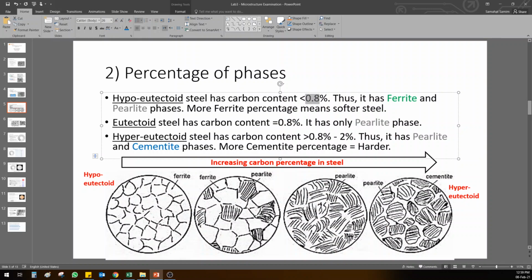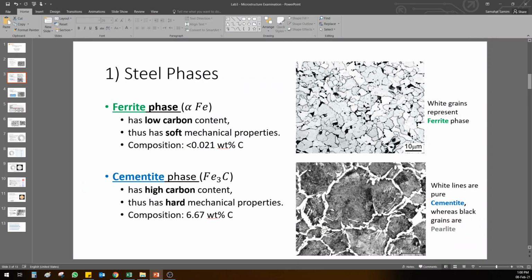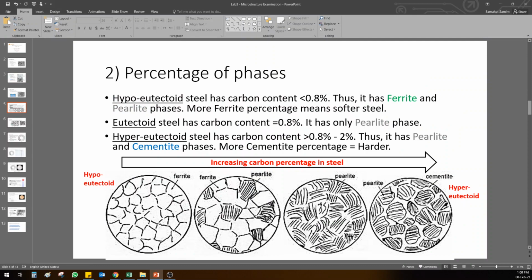So it is mainly ferrite, because if you remember, if you have more ferrite phase, it means the carbon is less. So how much was the percentage in ferrite? Ferrite has less than 0.021%. So even if you have some ferrite mixed with pearlite, if the carbon percentage is less than 0.8, this is called hypoeutectoid steel.